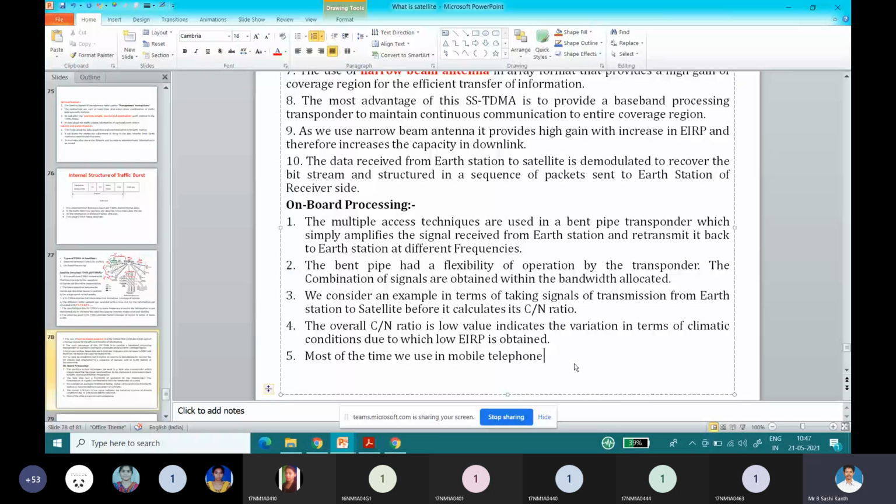Header bits with traffic bits that are present are being transmitted to your earth station. So this SS TDMA with transponder provides better throughput of the device.